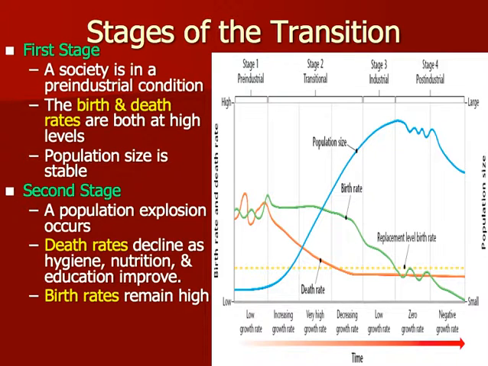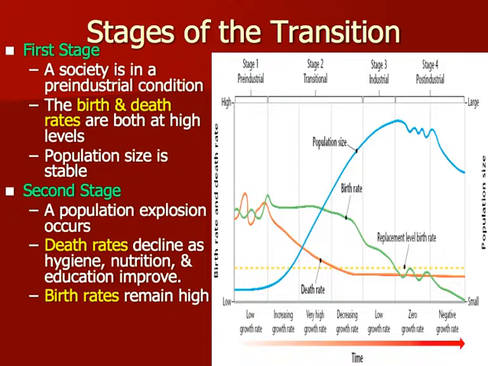So let's start with the first stage. The first stage of this transition is that the birth and death rates are both high. This is a pre-industrialized nation, so their main economy is agricultural. So remember when we talked about agricultural economies, they have lots of children in these developing nations. They have lots of children because they need help with this agricultural economy within their families. They also have lots of children because not many of them are expected to live past infancy. So those are two main reasons why the birth rate is so high.